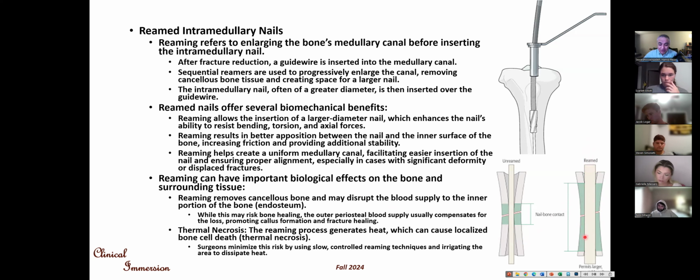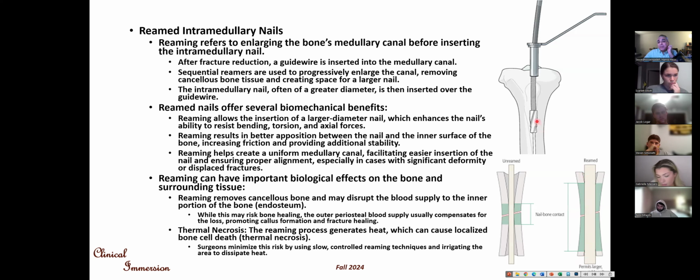This is one drawback. The second one is when we are destroying the cancellous bone, we are destroying the blood supply to the medulla and the inner cortical bone, the inner layer of the cortical bone, because the inner layer receives its blood from the medulla. When we destroy this blood supply here, we endanger the inner layer of the cortical bone.